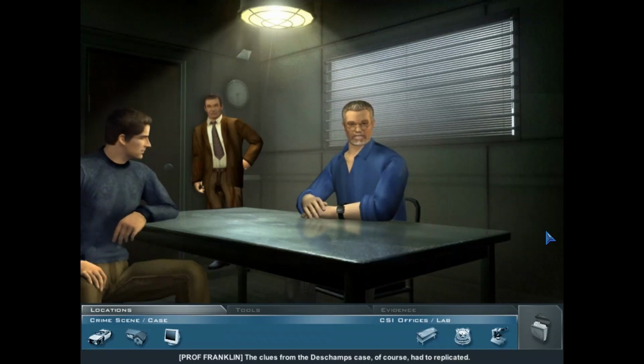The clues from the Deschamps case, of course, had to be replicated. The killer left a bit of blood near the body, crudely symbolic pig's blood. Gun under the car, a few pages off the notepad. I made sure this was clear by publishing my findings on that quaint crimechat.com. But one must wonder how he would have so intimately known the details surrounding the original crime. Could he have been responsible for both?